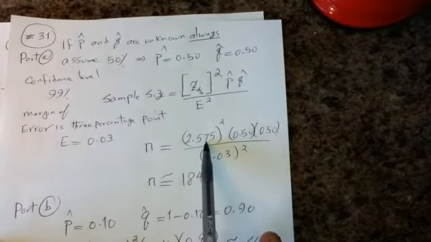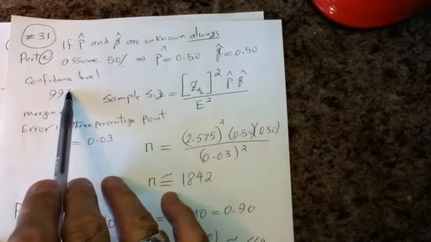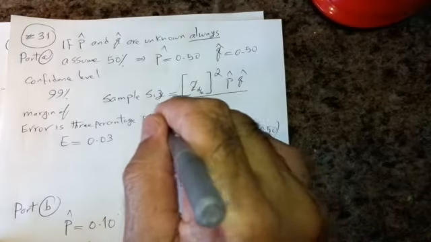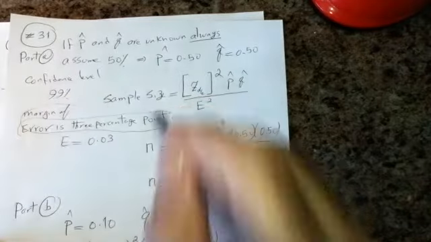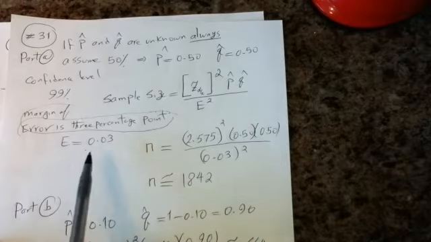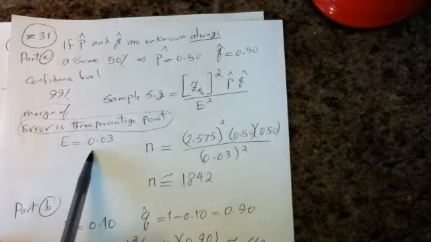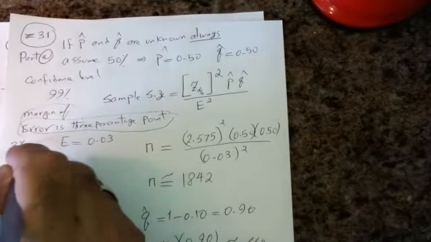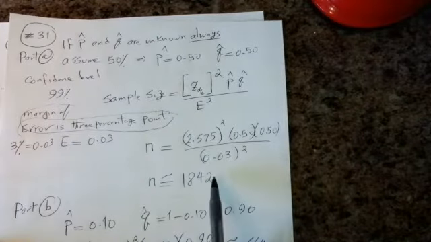In the previous problem, we talked about this. So that Z of alpha half belongs to this 99% confidence level. In the problem, they are saying the margin of error is 3%, meaning they are giving you the E value. The statement of the problem says margin of error is 3 percentage points, so E is 0.03, because 3% is 0.03. Okay, you put everything here.